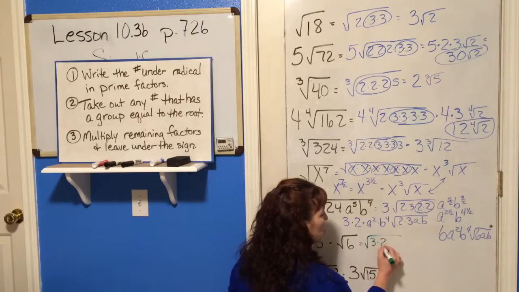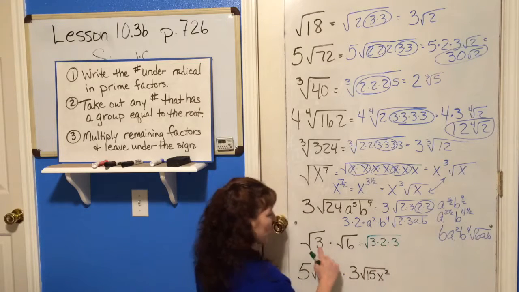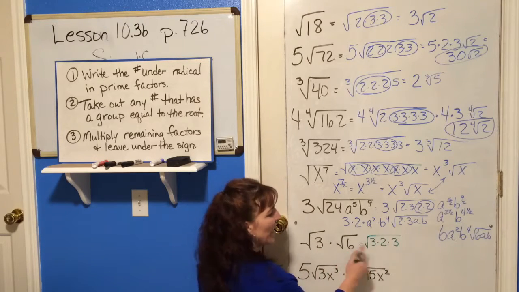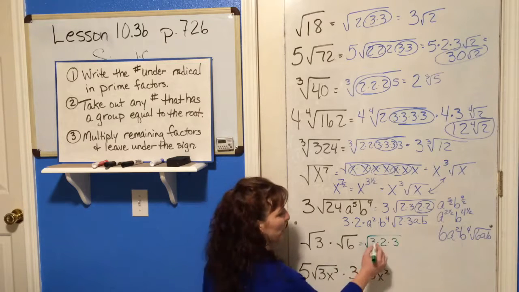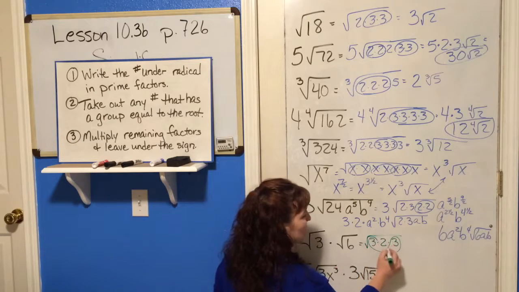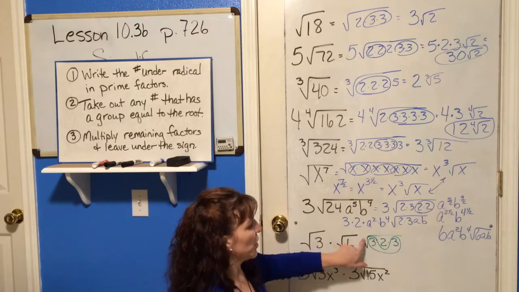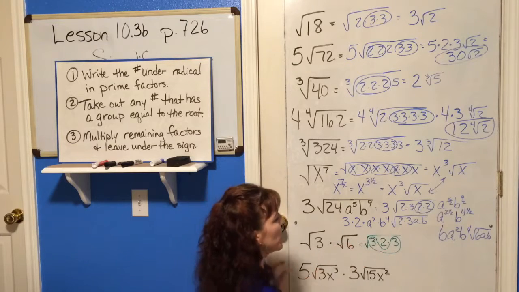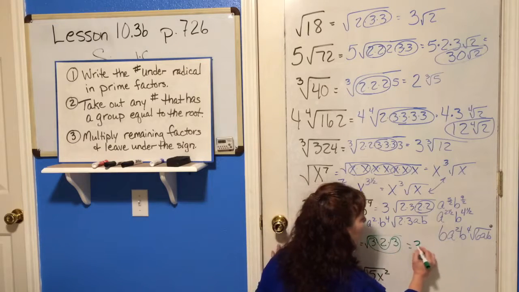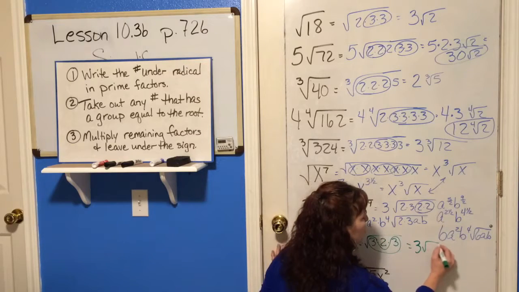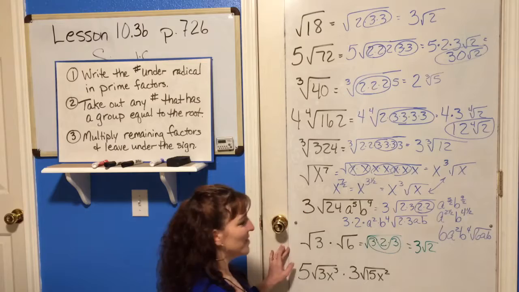And 6 is 2 times 3. So now I have 3 times 2 times 3. And now I have a perfect square under here because these 3's are a pair. You're just looking for a pair because your go fish number is 2. So now the 3 will come out and there's a 2 left. So 3 square root of 2 and you're done.